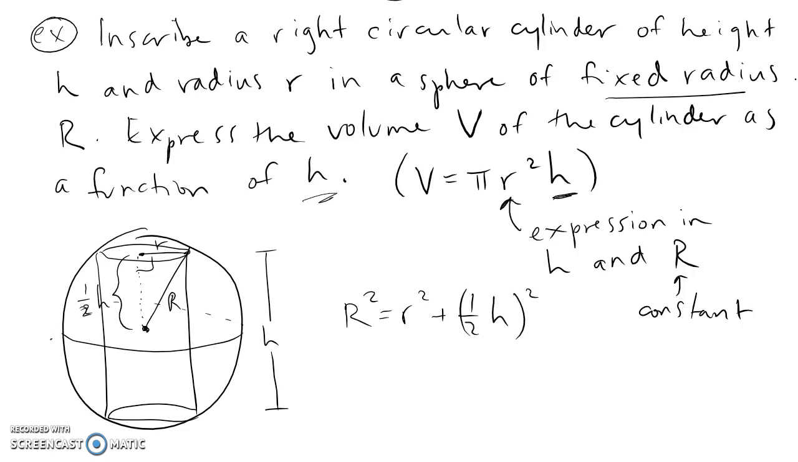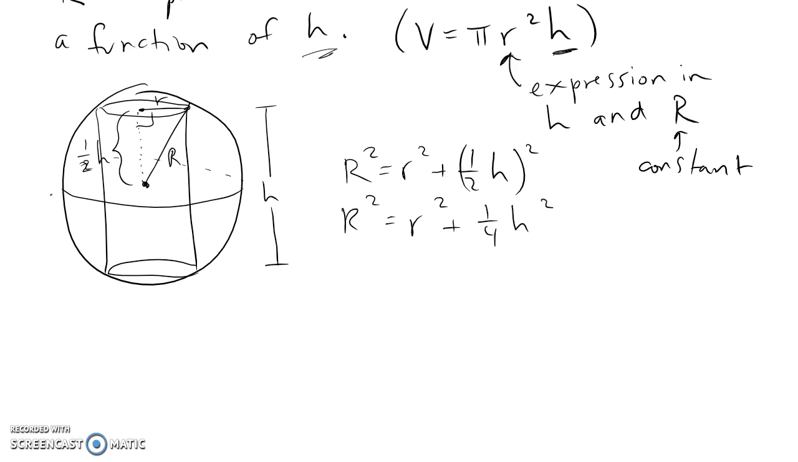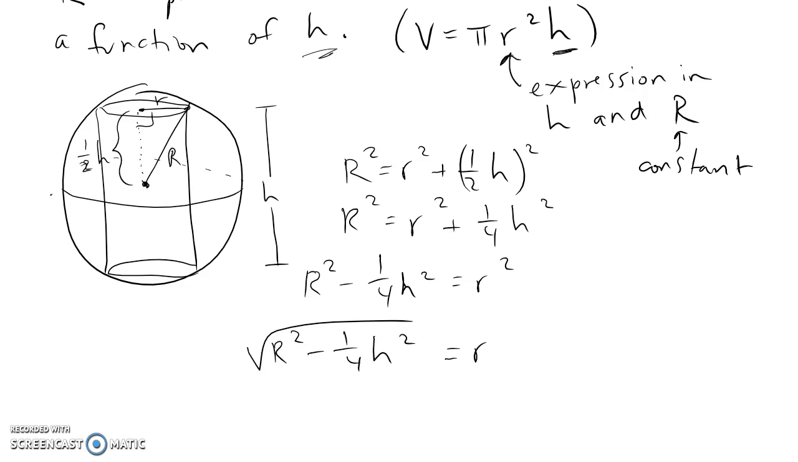And then remember, we're trying to express little r in terms of big R and h. So what we're going to do is solve for little r. So we get R squared equals r squared plus 1/4 h squared. I can subtract: big R squared minus 1/4 h squared equals r squared, and then r is equal to the square root, the positive square root, only because radius is a positive number.